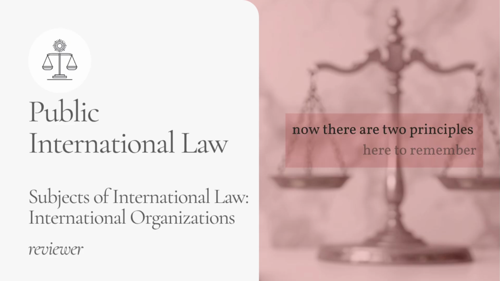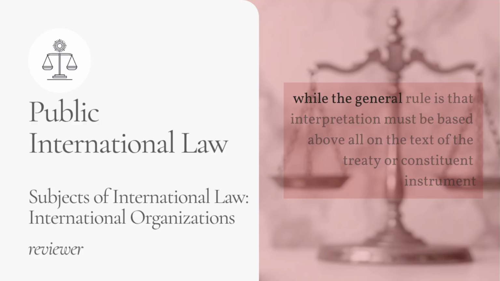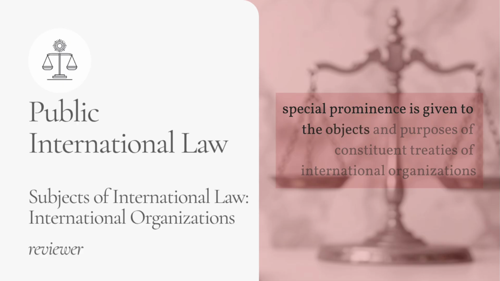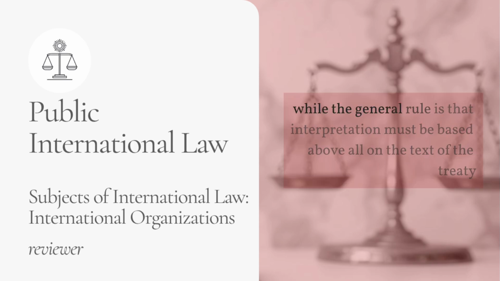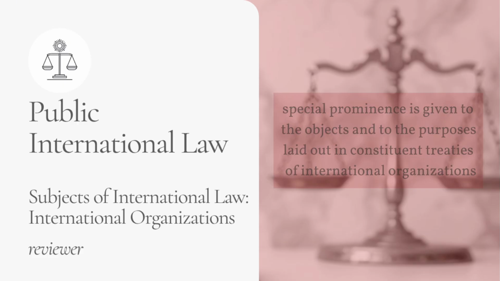Now, there are two principles here to remember in the interpretation of constituent instruments. The first being the principle of effectiveness. While the general rule is that interpretation must be based above all on the text of the treaty or constituent instrument, special prominence is given to the objects and purposes of constituent treaties of international organizations. Again, the principle of effectiveness states, while the general rule is that interpretation must be based above all on the text of the treaty, special prominence is given to the objects and purposes laid out in constituent treaties of international organizations. Okay, object, purpose.